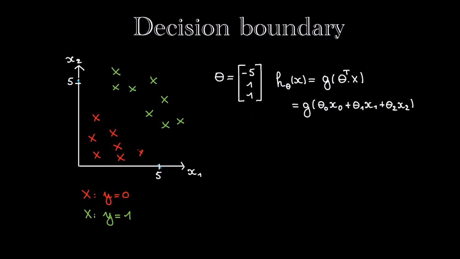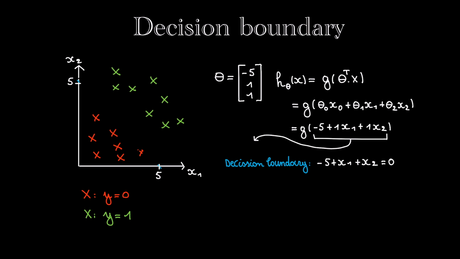In a later video, we will see how we can obtain the optimal parameters theta with the use of gradient descent. But for now, let's assume that if we fit the parameters to the data, we get the following values for theta. We can now put them in our hypothesis and voila, our model is complete. Like we just said, we get the decision boundary if we set our hypothesis equal to 0.5, or in other words, if we set theta transpose times x equal to 0.